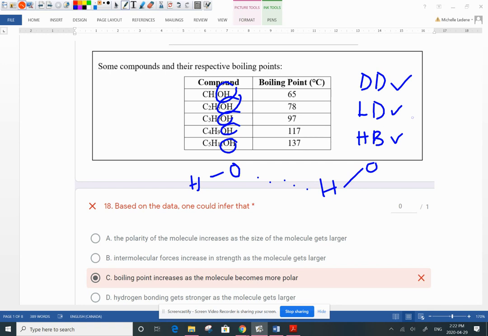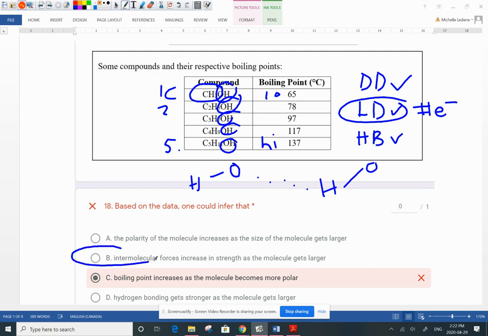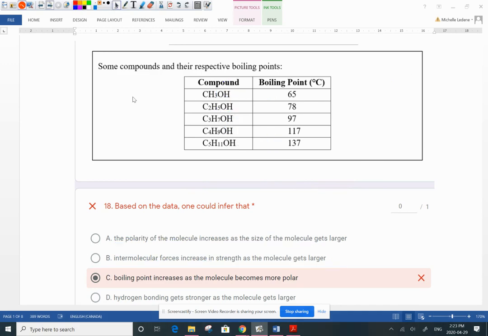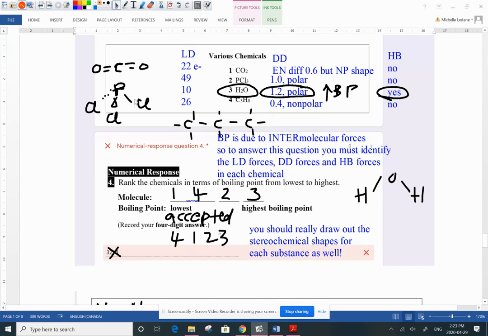So what could be different between them? What is causing this one to have the lowest boiling point and this one to have the highest boiling point? Well, it's the size of the molecule. This one has 1 carbon, this one has 2, and it goes up to 5. So the size of the molecule, the number of electrons, is making the difference here. So the answer is because of the molecular size. Okay, the polarity is not changing, hydrogen bonding is not changing. In fact, what's happening is the size is increasing, and that's why the boiling point has gone up.